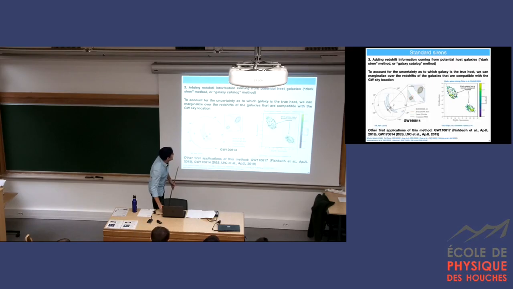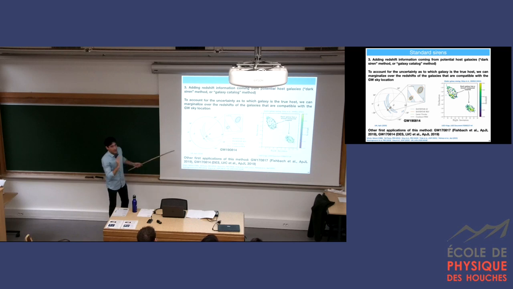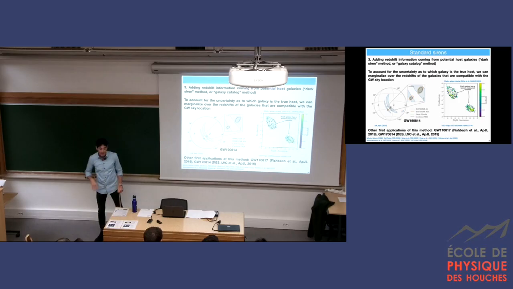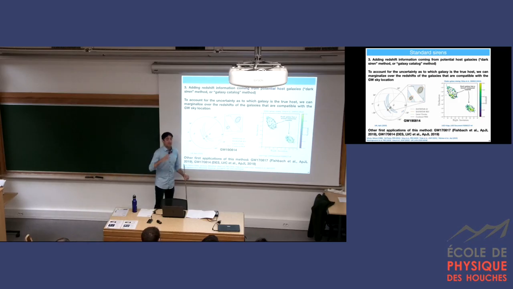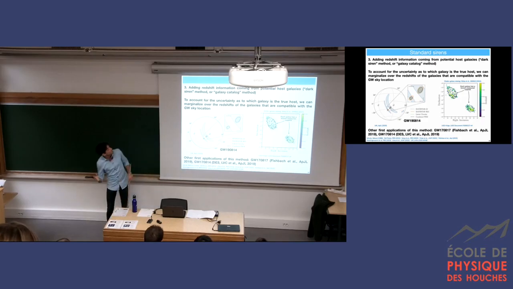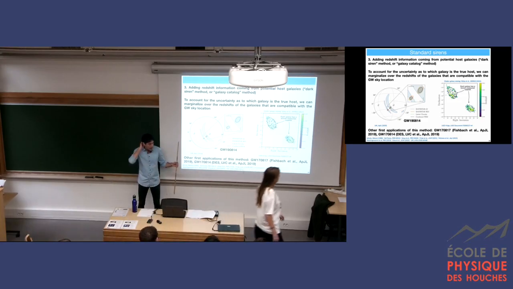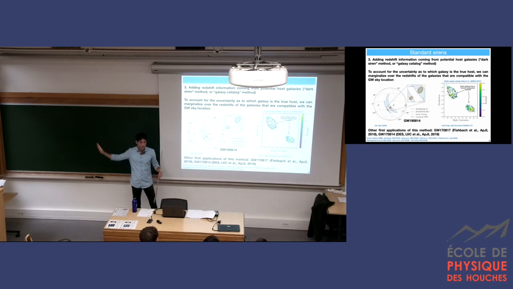OK. Now let me move to the third method. This is just an overview, then I will come back to the details of the likelihood that we use. Adding redshift information coming from potential host galaxies. So this is sometimes called, in the latest LVK paper, we define it as the dark siren method. Sometimes it's also called the galaxy catalog method, galaxy statistical method. But I mean, this is just to make a clear distinction between spectral, where we don't use EM information at all, and dark, where we use actually galaxy surveys.